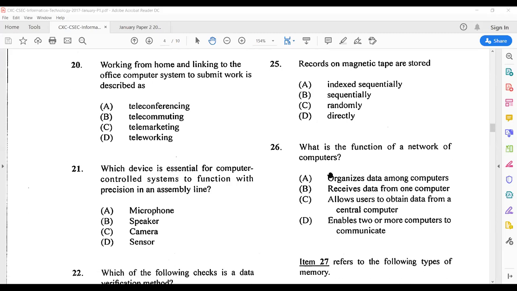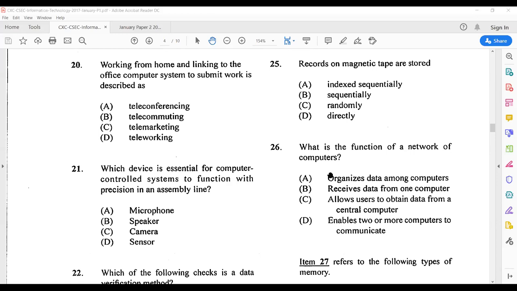D, sir. D, yes. So remember, a network is a connection facilitating communication between two or more computers. Right. It does not organize data. That's probably something like a database, right? That will organize data on computers.